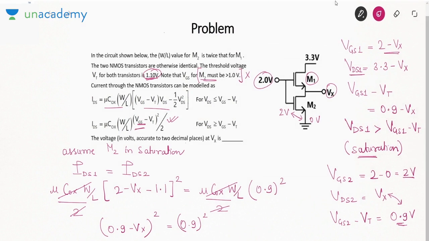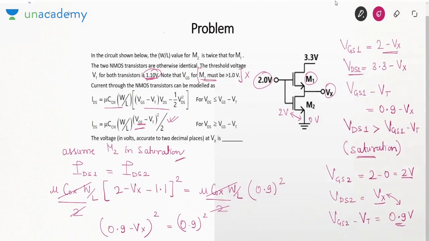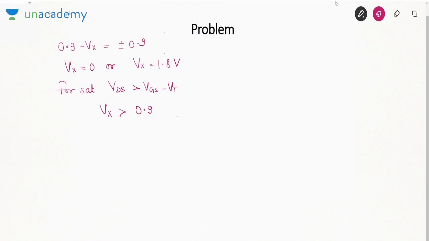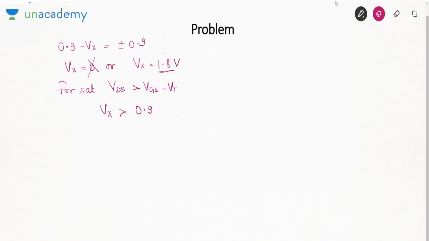Let me check. If Vx is 0, this saturation assumption will be incorrect, because what is the condition for saturation? For saturation, VDS must be greater than VGS minus VT, which means for the second transistor, Vx must be greater than 0.9. If Vx must be greater than 0.9, that means this answer cannot be possible. Vx can be 1.8. So let me now check Vx equal to 1.8. This condition is satisfied. What about this? If Vx is 1.8, VGS1 will become 2 minus 1.8, that is 0.2, and 0.2 is less than 1.1. So in this case, VGS1 equal to 2 minus Vx equal to 0.2 less than 1.1, that means cutoff. So this value is also not possible.